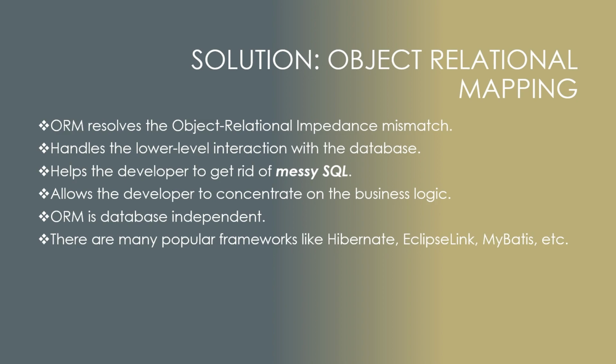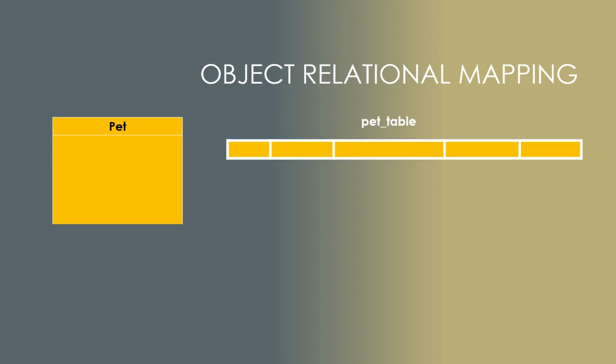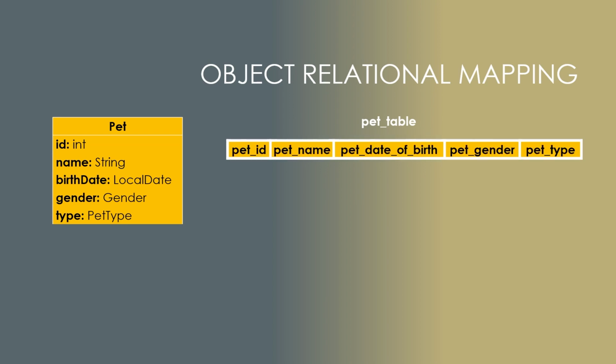So I have told you that ORM will do this, ORM will do that, but the point is still how will ORM do all these things? Let's say you have this pet class. ORM is going to map your pet class to the pet table. Now how it will do that we'll see in some time, but it is going to help you do this. Then it is going to map all your variables to the columns, something like this.